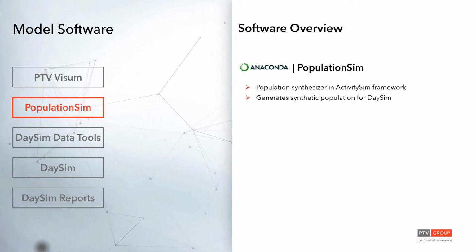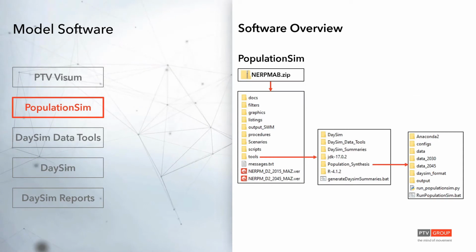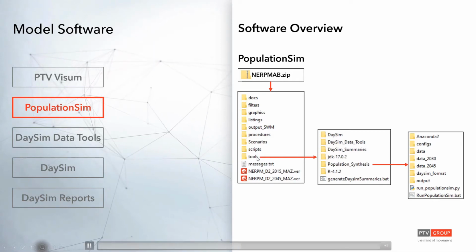As I mentioned before, every ABM requires a disaggregate synthetic population. So you can use Population Sim to generate that, and NERPMAB makes use of Population Sim to generate those inputs for Dacing. And this is where you would find Population Sim in your model setup. Go to the Tools directory, and then go to the Population Synthesis folder here, and you will see this kind of directory structure, which is typical of a Population Sim setup.